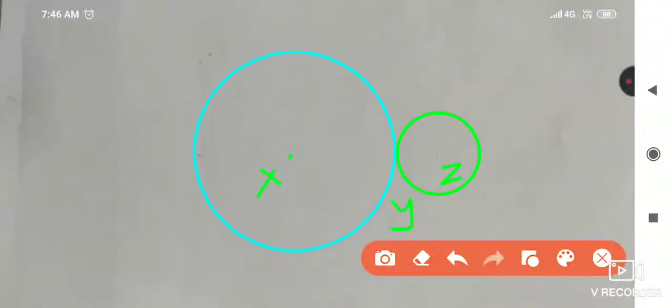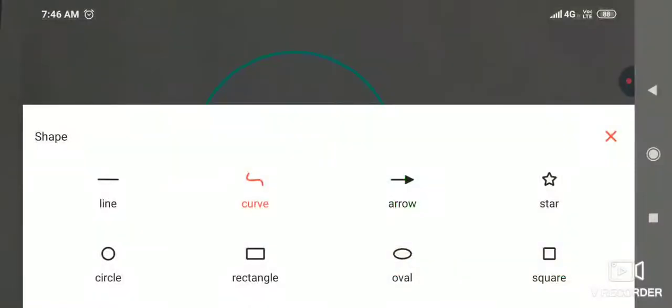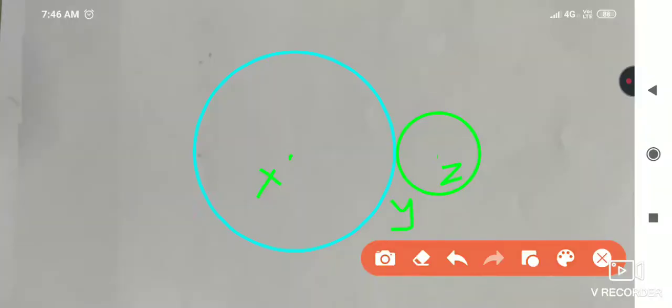Now I will draw the line which is passing through this point y, and first of all I will join x z. Here is the x, and passing from x I will draw the line. This is z. Now these points x, y and z are on one line.